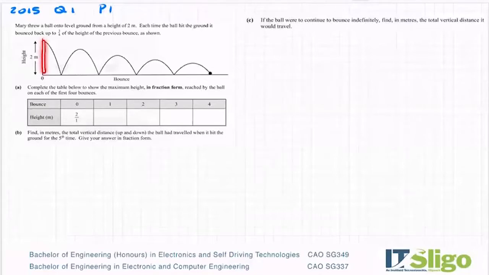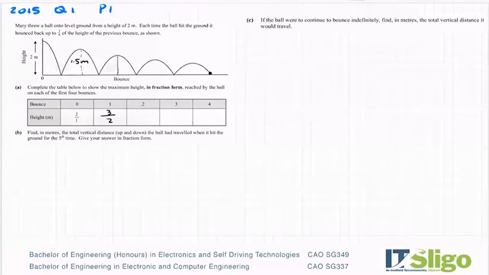Okay, so we can see that it was dropped from here, so the maximum is 2 meters, or as a fraction 2/1. The height of this bounce here is 3/4 of that. So 3/4 of 2 is 3/2, or 1.5 meters.